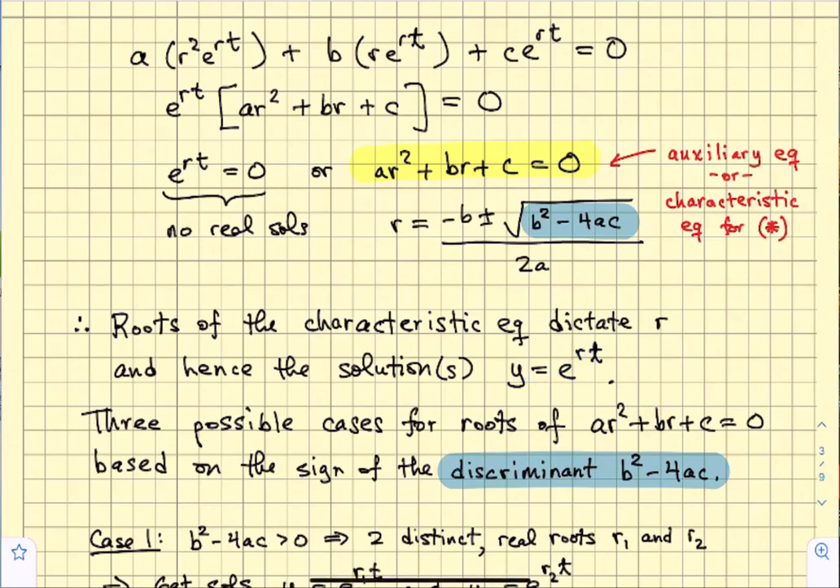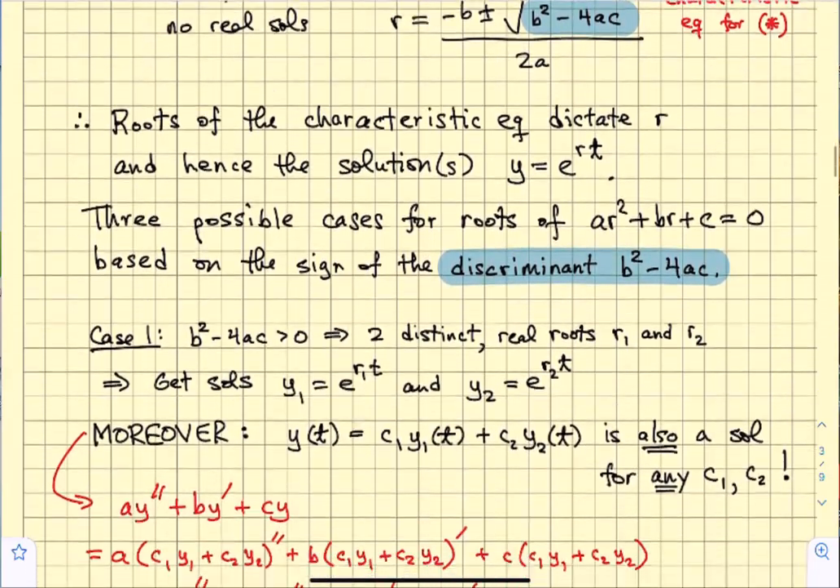Now if you think back to basic algebra theory, there are really 3 situations that you can encounter here. There are 3 different types of solution sets you can get for this quadratic, and they depend on the sign of the discriminant, which is b squared minus 4ac. It's the part that sits underneath the square root in the quadratic formula. And so let's look at 3 cases.